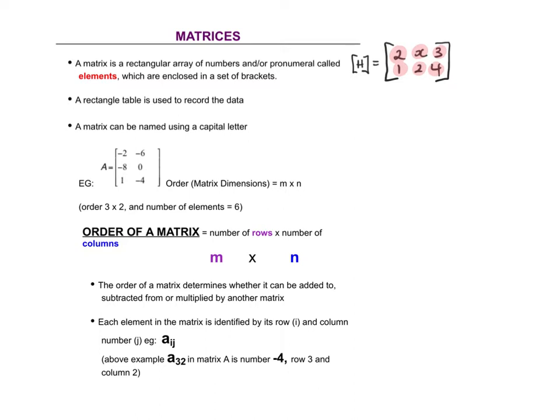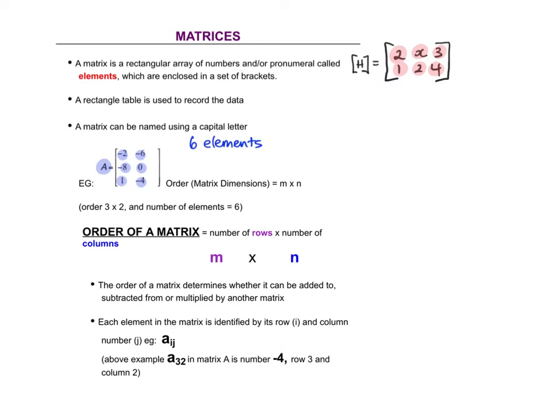Down here, we've got a little example. We've got matrix A here. If you have a look, this matrix has 6 elements, doesn't it? So there's 6 different pieces of data in there.